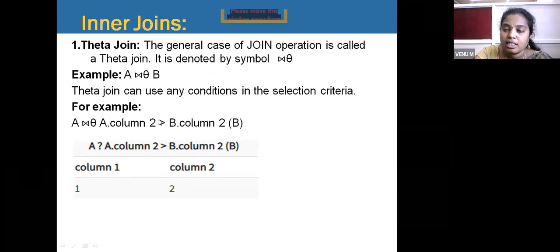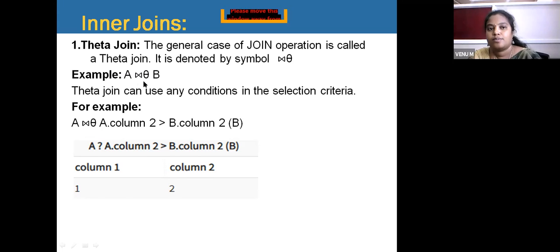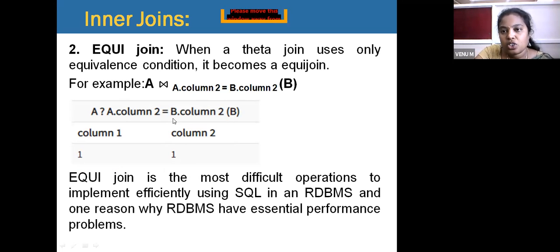Here, greater than is the condition. We have to give the condition at a specific point. The representation of theta join is the join symbol with theta. Next, equijoin. When a theta join uses only the equal to symbol, it becomes an equijoin. Here you have to use equals to.